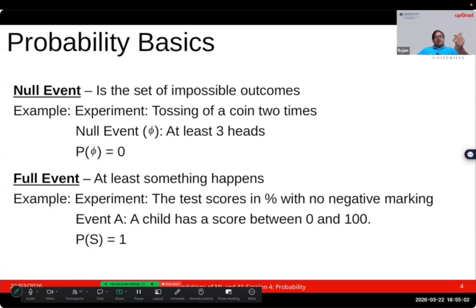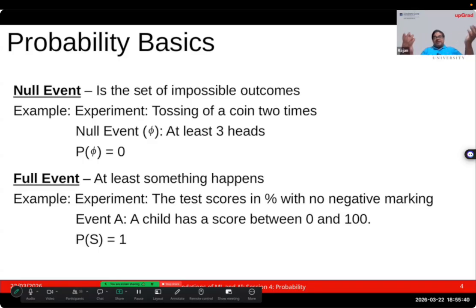Okay, therefore, it could be HH, HT, TH, TT. Which means that for the full event, the size of the full event is the same as the size of the sample space, because any one of those possibilities could be an outcome. Therefore, the probability of getting a full event is 1, because the event is the same size as the sample space.